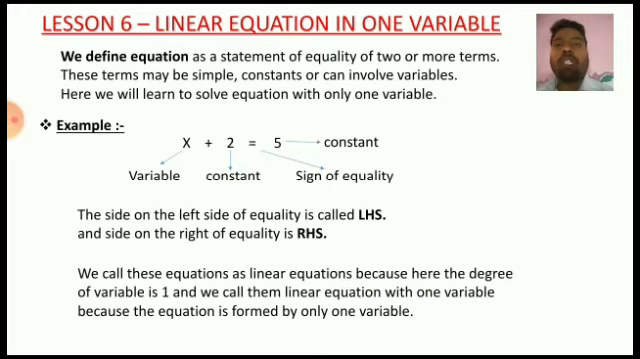We call the equation a linear equation because in that equation the degree of the variable is 1. We call it a linear equation with one variable because the equation is formed by only one variable. We know that the degree means the greatest power of the variable present in a given equation.